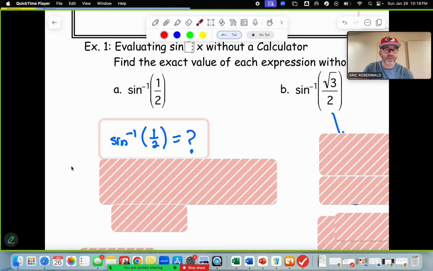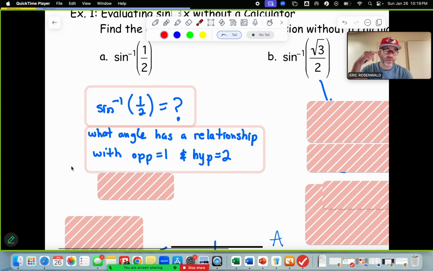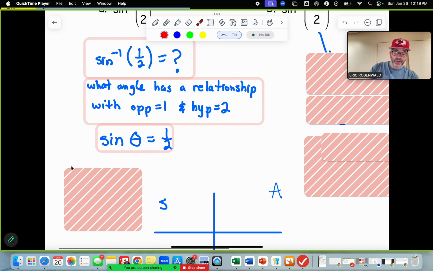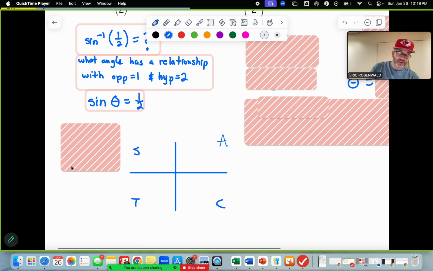Right? That's what it's asking. What is it actually equal to? Well, the correct way to write this is, the mindset is, what angle has a relationship where the opposite of this angle is 1 and the hypotenuse is equal to 2? So the way we would write this in normal text would be the sine of what angle is equal to 1 over 2? Well, let's think back to what we know, okay?